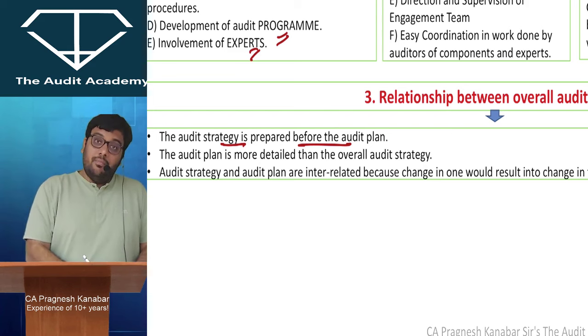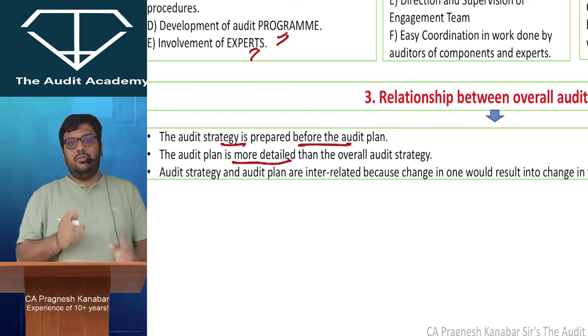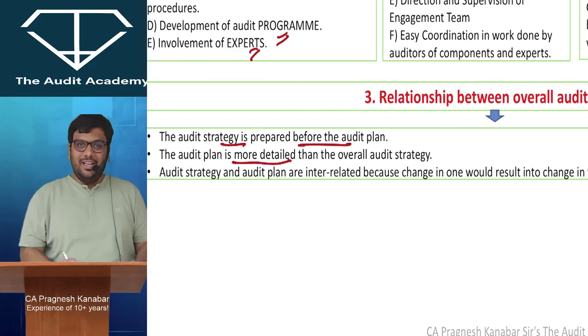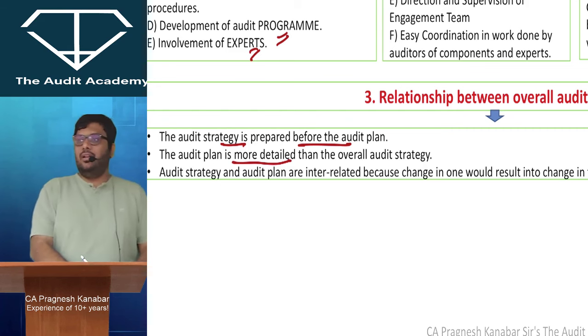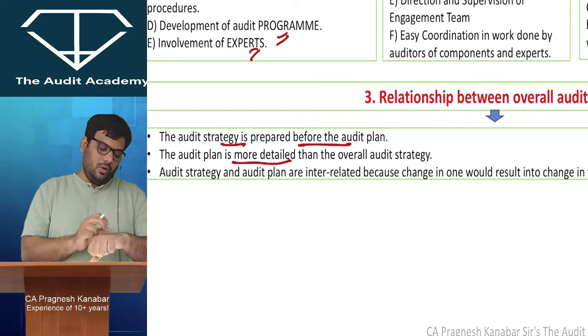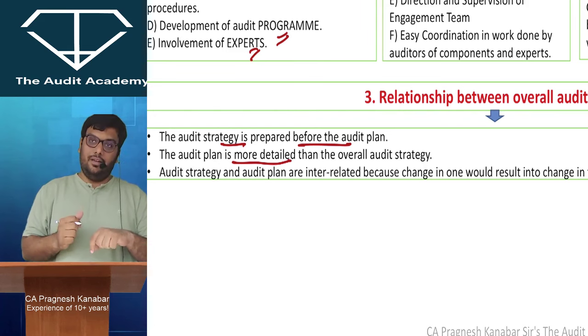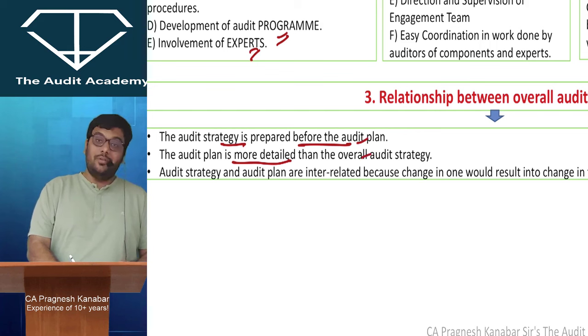All right. The plan is a proper description. So obviously it is more detailed than the audit strategy, because strategy is mental work. All right. Only key decisions are documented. Okay. Then in practical life, if you see, it's not like from 12 o'clock to 2 o'clock, I will first think about strategy and then develop the plan. All right. So in the book, it is okay to write these things.